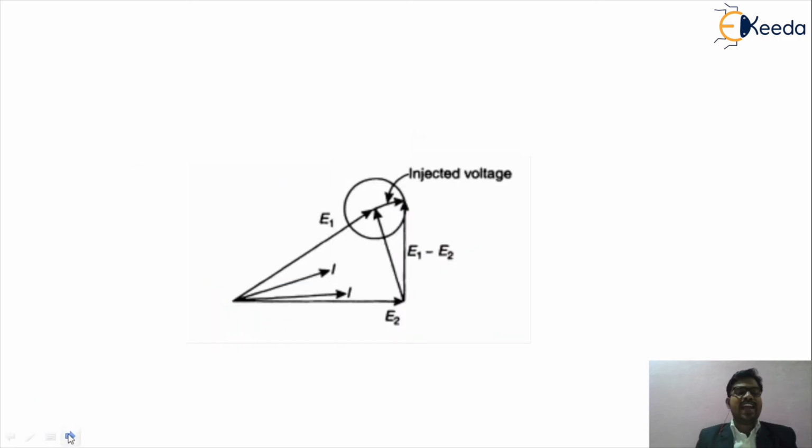Okay, so friends, after that we get this very important phasor representation, in which E1 is called the sending end voltage, E2 is called the receiving end voltage, and the injected voltage is in series with that particular E1 end. So friends, this representation is for power control, or if you want to get compensation of your transmission line, for that sake we inject voltage in series with your transmission line. So this is the representation of injected voltage in series with a transmission line.